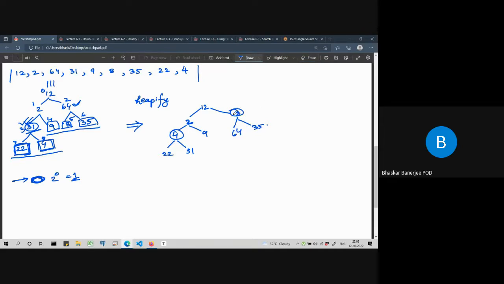Fine. Again, on the next non-leaf node, which is 2 now, I apply heapify. I see 2, 4, 9 is satisfied. It's already a min heap. And then finally, again, the next non-leaf node is 12 now, right? So 12 is not satisfying the property, because 12 is greater than 2 and 8 both. So I would take the minimum one.